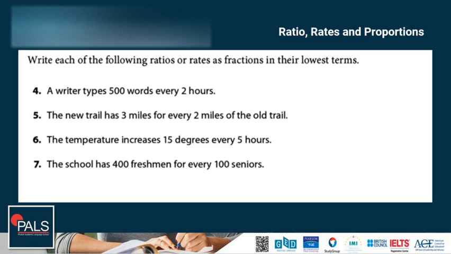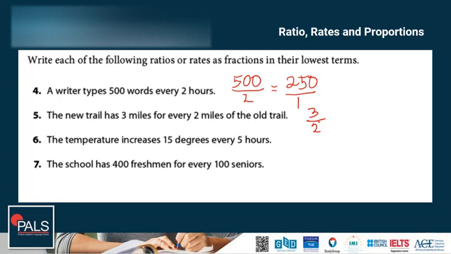Number 4, 500 words every 2 hours. So 500 to 2 hours. Simplify, you have 250 per hour. Number 5, the new trail has 3 miles for every 2 miles of the old trail. 3 over 2, it's already simplified.